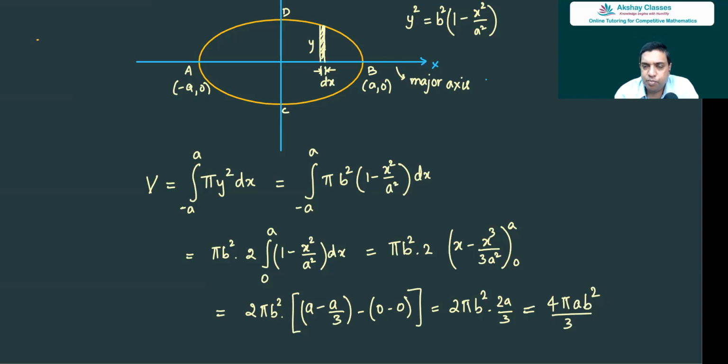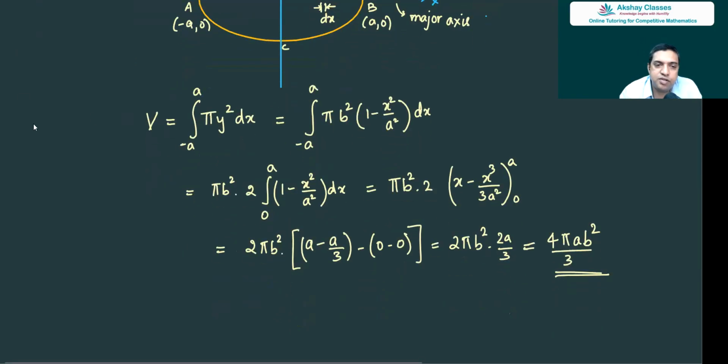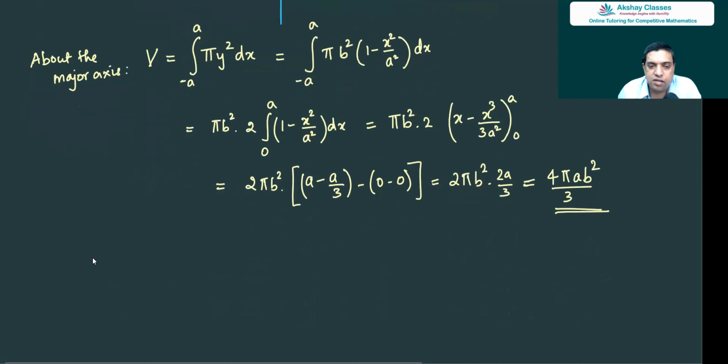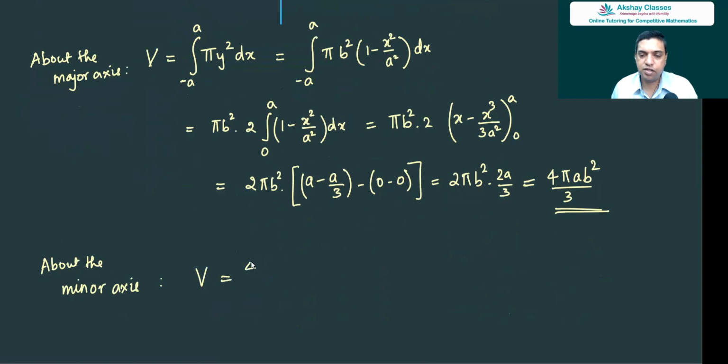So 4 by 3 pi a b square. And if a was equal to b, then it forms a circle. Then it will become 4 by 3 pi a cube. So that is the sphere. So this is the answer, 4 by 3 pi a b square, about the major axis. About the minor axis, you can solve it yourself. The volume of the solid of revolution is 4 by 3 pi a square b. We'll have to integrate with respect to y, and we'll be able to do it. So please check this.